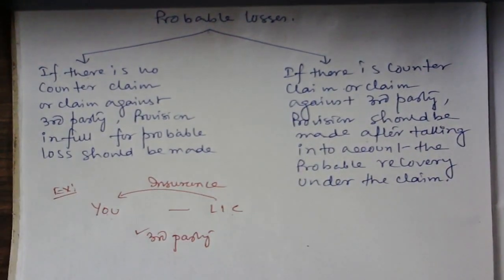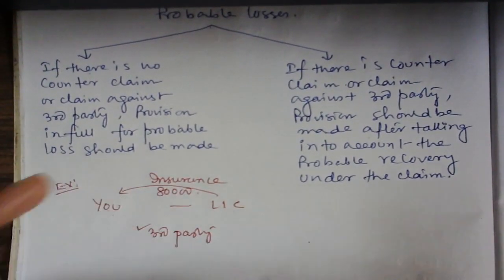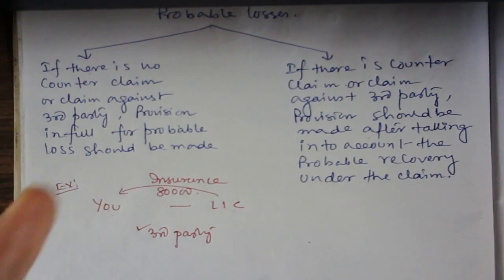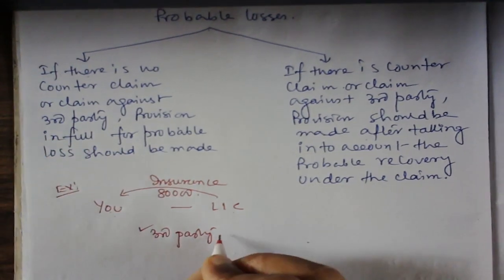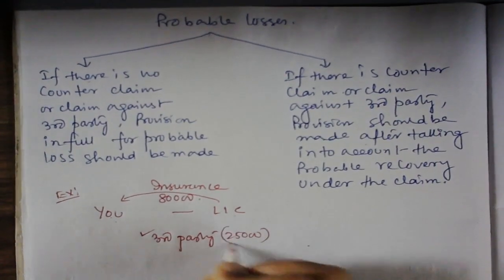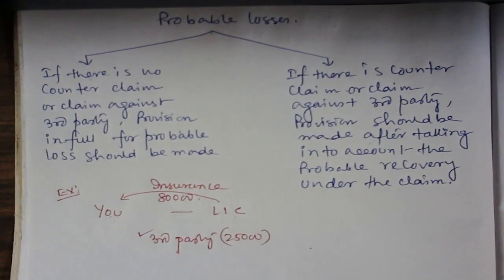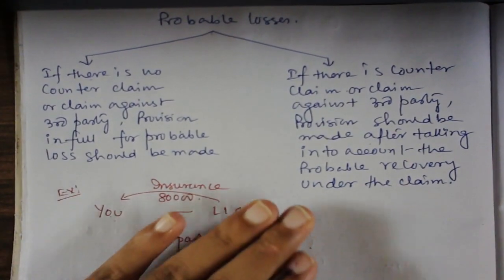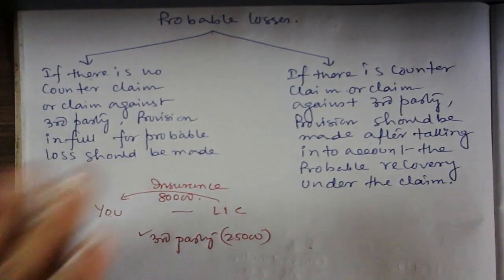It means you know there is 80,000 rupees of insurance. You are not going to get the full insurance because the disease you covered and the disease for which you were hospitalized is not the same, so your claim may be a little bit lower, let's say 25,000. And the hospitalization cost becomes 40,000. You are predicting 40,000, so you know that the third party on behalf of LIC is going to pay me 25,000 out of whatever the hospitalization claim will be.